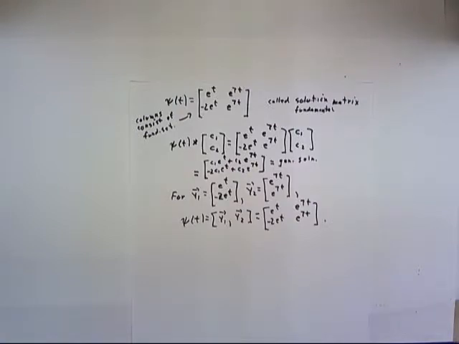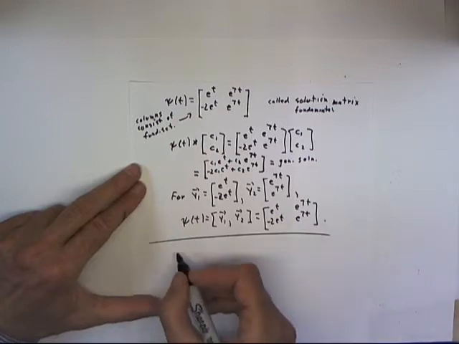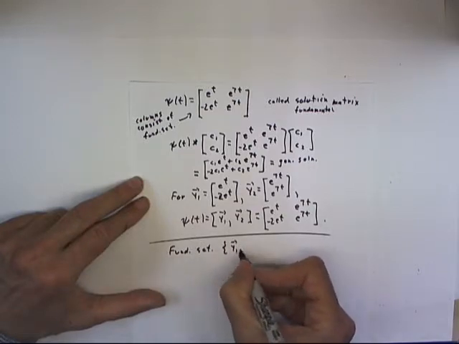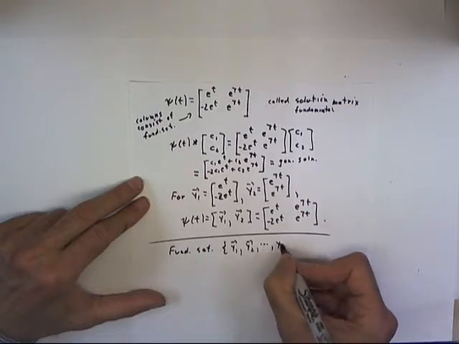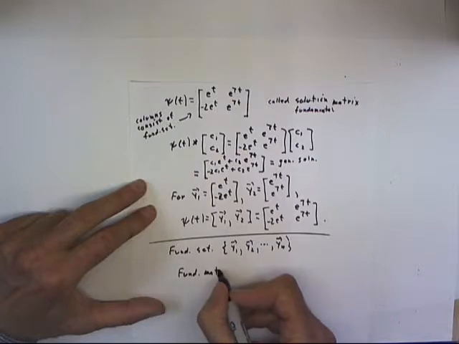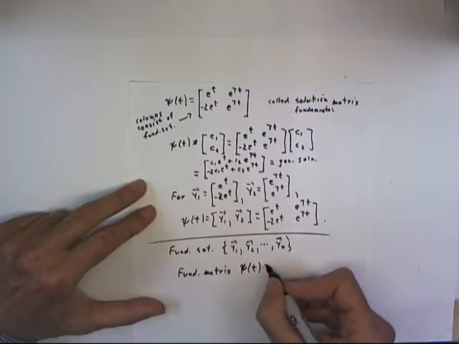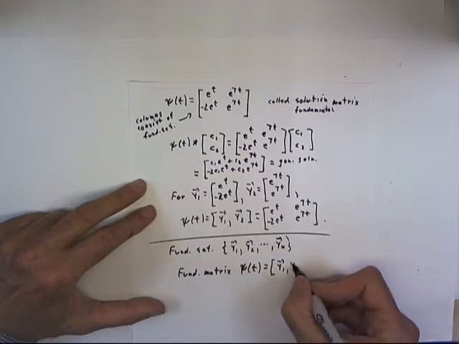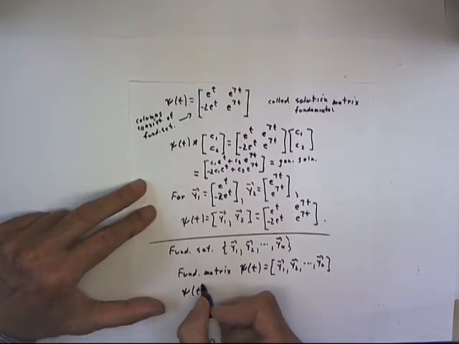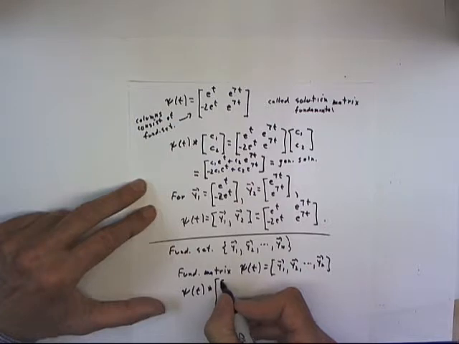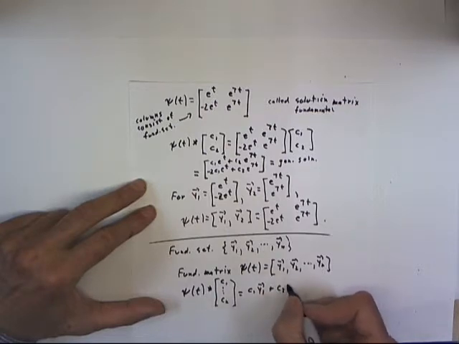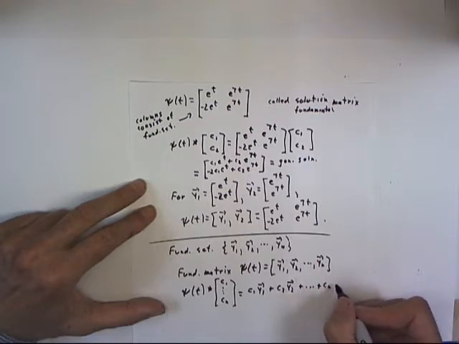Now, in general, if we had a system of n equations and n unknowns, if we have a fundamental set y1, y2 through y sub n, then our fundamental matrix psi of t would be represented by y1, y2 through y sub n, and psi of t times a vector of n constants, c1 through c sub n, would equal c1 y1 plus c2 y2, and so forth up to c sub n y sub n.